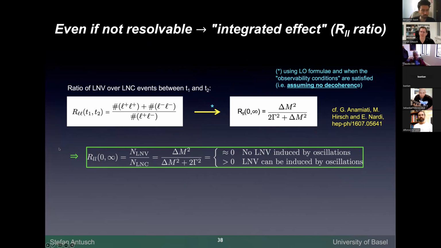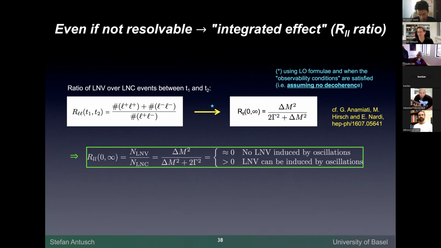But if you do this in the ideal case, and you also assume that you have no decoherence, then you just integrate with this oscillation formula, and you come to this very nice simple formula that this parameter, usually called R_ll, is just given by the mass splitting squared over 2 times the decay rate squared plus the mass splitting squared. So very nice simple formula. And you can interpret nicely what it means to have observable lepton number violation in terms of the heavy neutrino-antineutrino oscillations. First of all, when you have a larger delta M, a larger mass splitting, then the oscillations become faster, right?